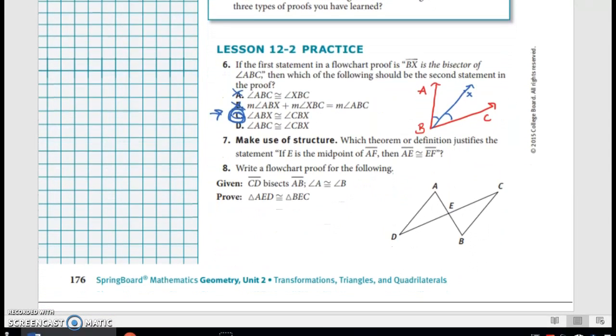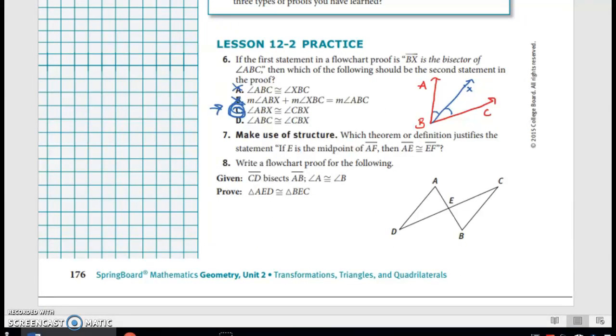So for my visual learners out there, hopefully the first thing that you did was go ahead and draw the picture that they're talking about. So AF is the segment, and it says that E is in the middle of AF. Okay, and then it says that AE is congruent to EF. So which theorem or definition justifies this?